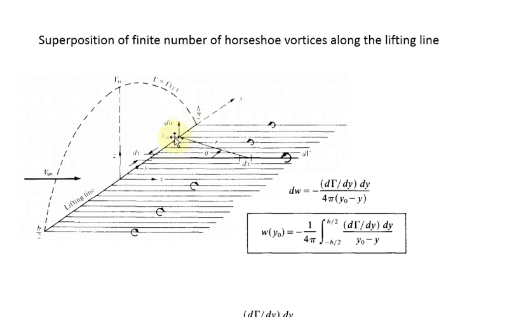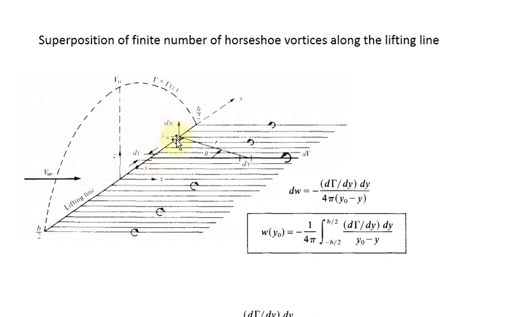Then I am taking the trailing vortices. This is my trailing vortex, having the dimension of dy. So dy is also located from the bound vortex. From the bound vortex, I take the trailing vortex that is present there. The trailing vortices alone induce the velocity at the particular point. So I am taking the point y0 on the bound vortex, which creates the downwash dw.